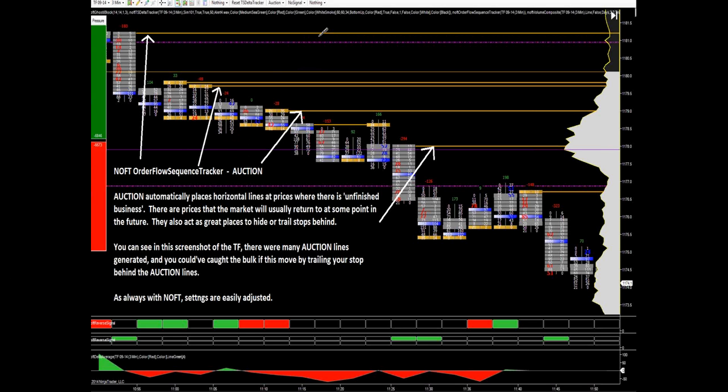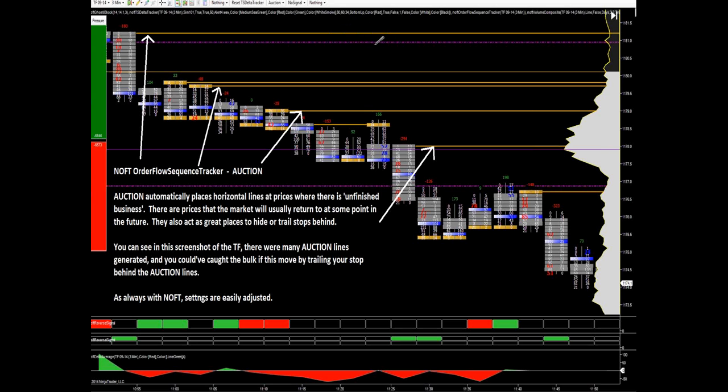The second indicator in the order flow sequence tracker, as part of that main engine, is what we call auction. Auction automatically places horizontal lines on your chart at prices where there is what we consider unfinished business. This is basically where the auction was not complete.